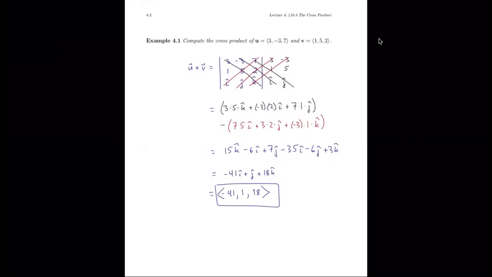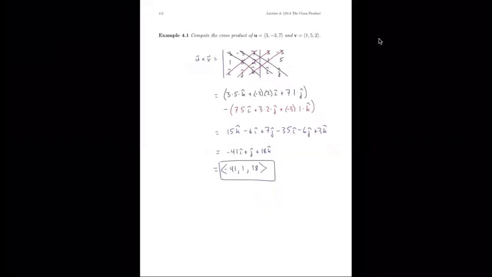We combine like terms, 15k minus 3k minus negative 3k. We end up with 18k, and so on. We'll find the same value for j hat and the value for negative 41 i hat. And our vector then could be written back in vector form as follows. Okay, so that is a simple, straightforward cross product calculation of 2 vectors u and v.